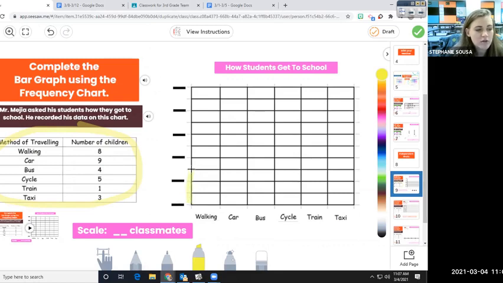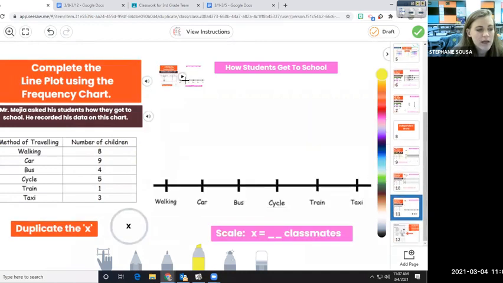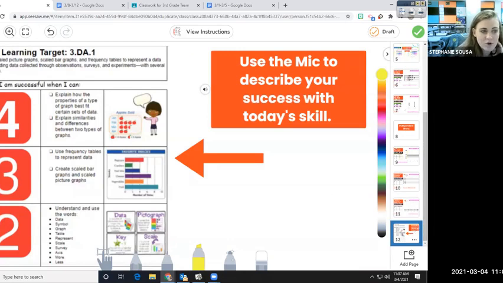You've got to make sure it fits on the graph. You got to make sure it matches the numbers. Okay, that it makes sense. So you're going to come up with a scale and create a bar graph with the scale, create a pictograph with the scale, create a line plot with the scale. And as always, you will review your success criteria, okay?